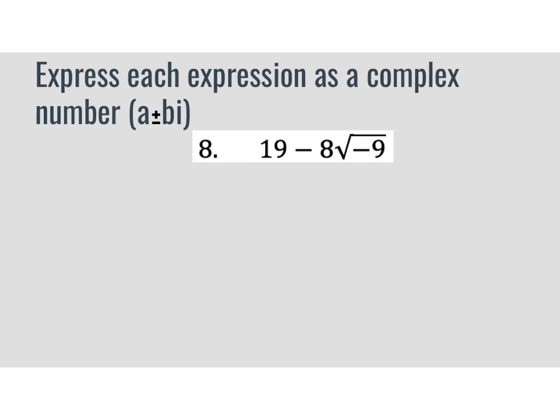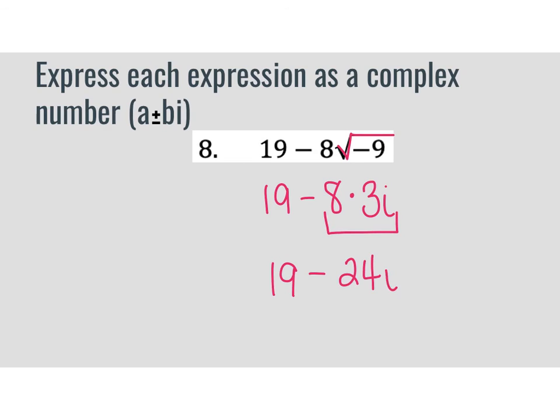Try number 8. Press pause, check your answer. So hopefully you've brought down the 19 minus 8, and then the square root of negative 9 is equal to 3i, and since the 8 is a coefficient, it's held by multiplication, I'm just going to put a times sign there. Order of operations, I'm going to multiply, and I would have 19 minus 24i, and that is simplified.